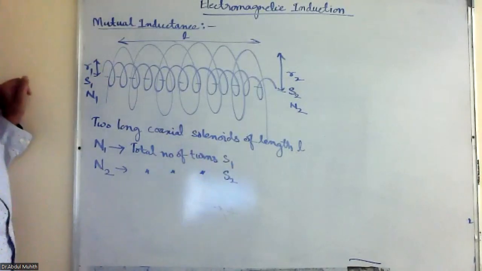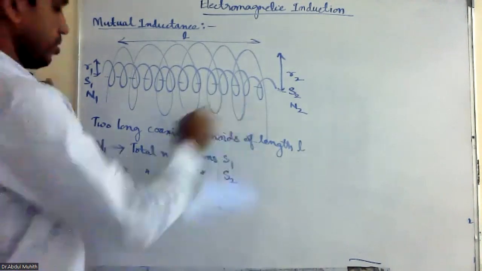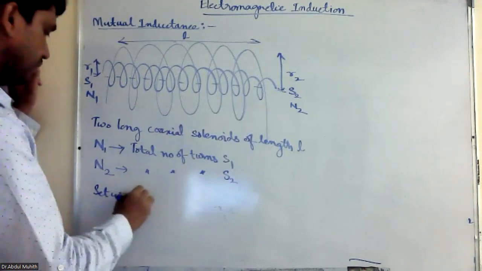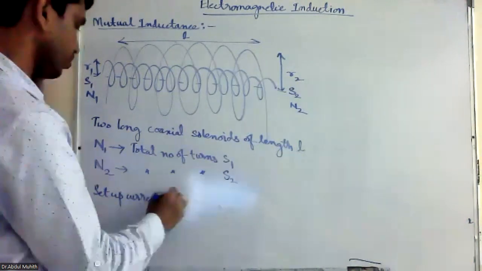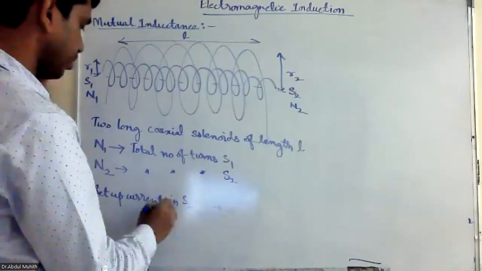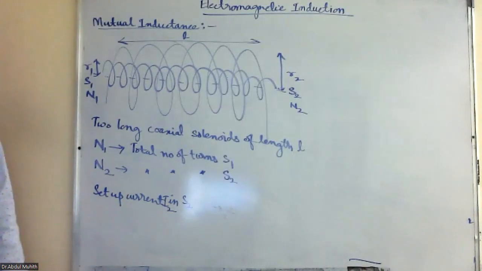Now, when you set up a current I2 in S2, what will happen? Then there is a magnetic flux through S1.